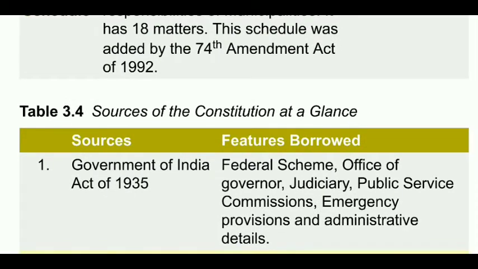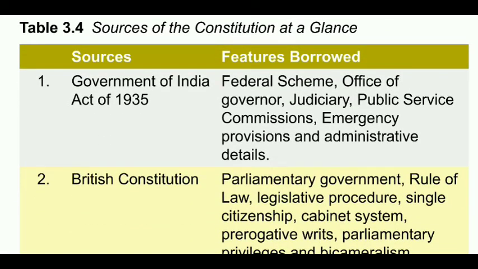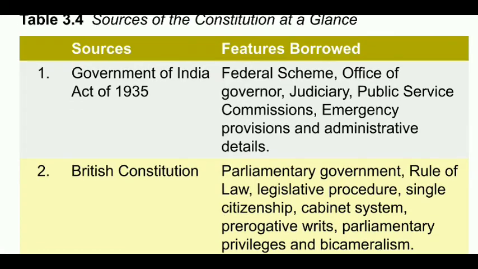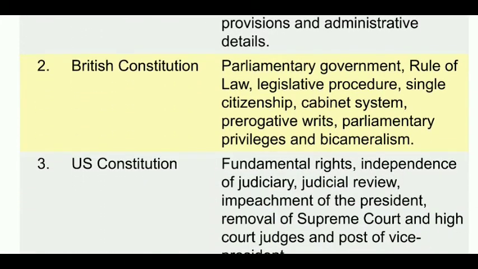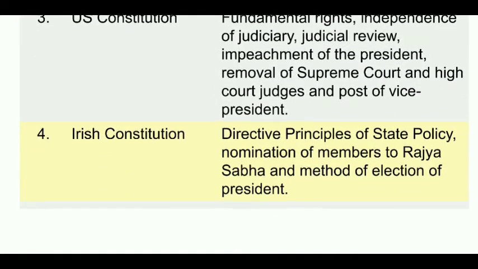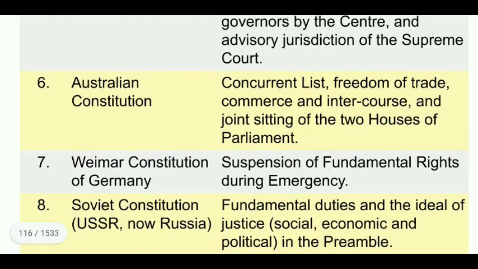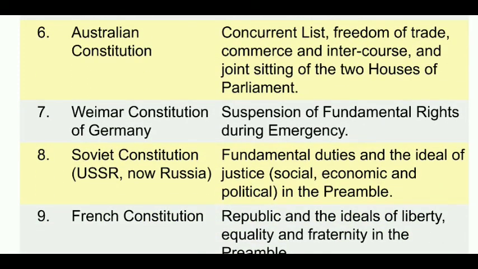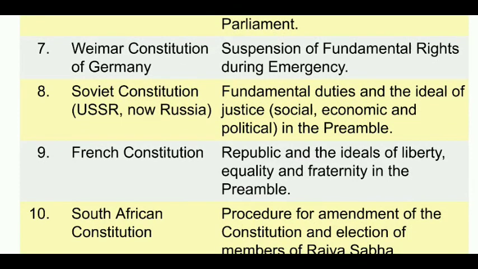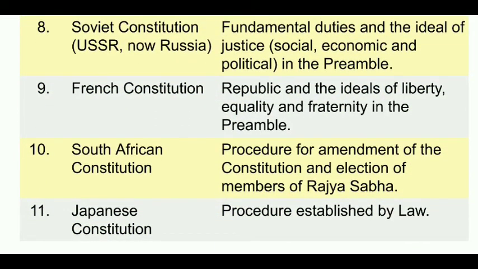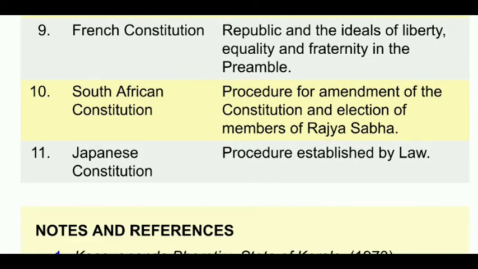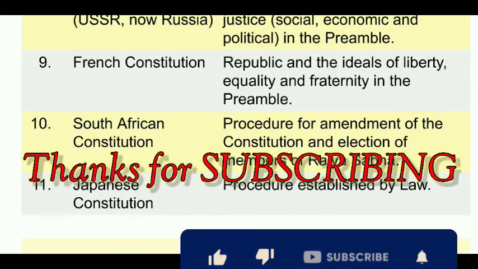Now you have table 4, sources of the Constitution at a glance. You can see here. Government of India Act of 1935, then British Constitution, then US Constitution, then Irish Constitution, then Canadian Constitution, then Australian Constitution, then Weimar Constitution of Germany, then Soviet Constitution, then French Constitution, then South African Constitution, and then Japanese Constitution. So with this our chapter ends, and in the next video we will read the next chapter of this book.